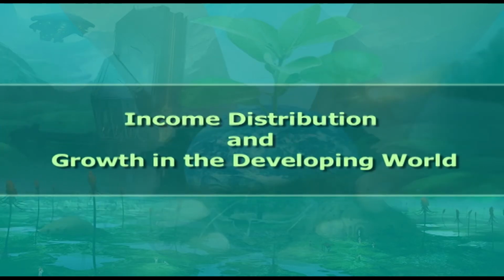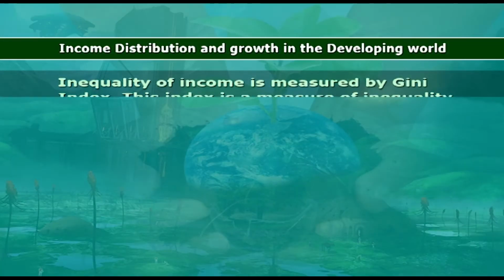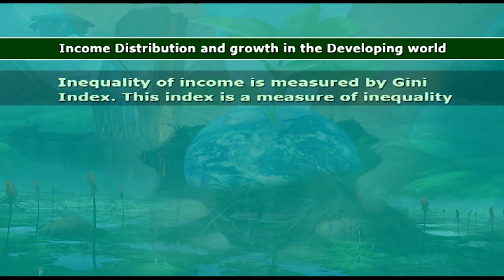Now friends, let us have a look at income distribution and growth in the developing world. Income distribution and growth play a very important role in explaining environmental degradation. Generally, in developing countries, slow growth and high inequality are seen, which leads to more degradation of environment as compared to developed countries.